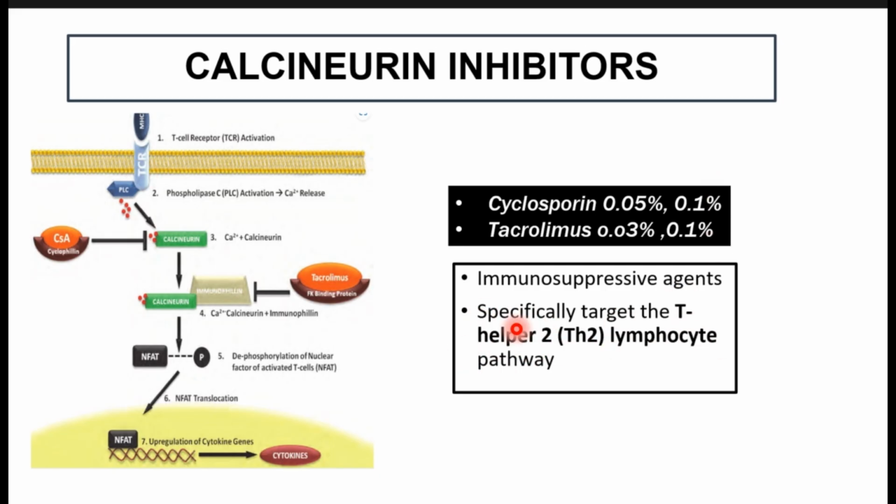What did I tell you? The T helper 1 pathway is basically an inhibitory pathway, so it kind of protects you from allergy, whereas the T helper 2 lymphocyte pathway is responsible for the allergic response per se. Right, the drugs here are cyclosporine and tacrolimus. So you can remember their percentages: cyclosporine 0.05% and 0.1%, tacrolimus 0.03% and 0.1%. Usually tacrolimus is used for long-term maintenance therapy.